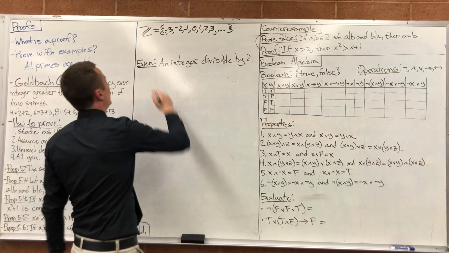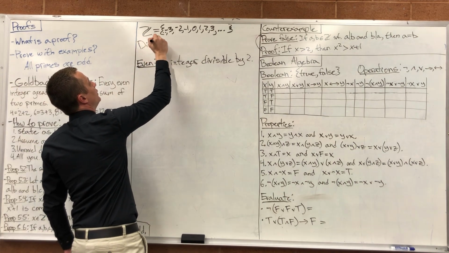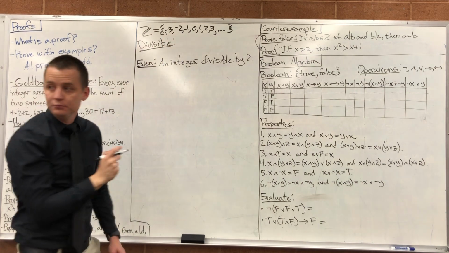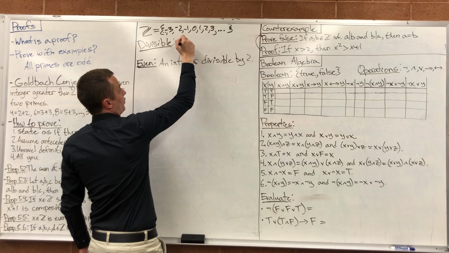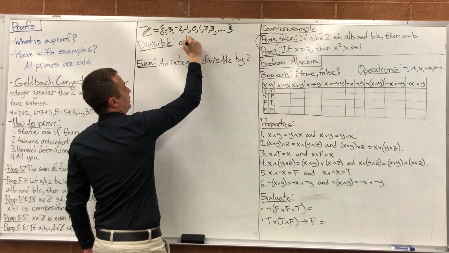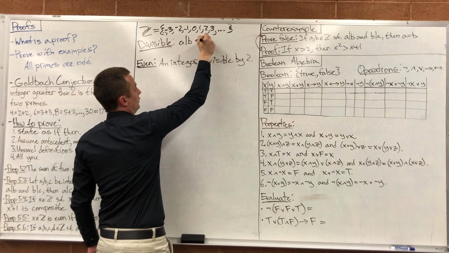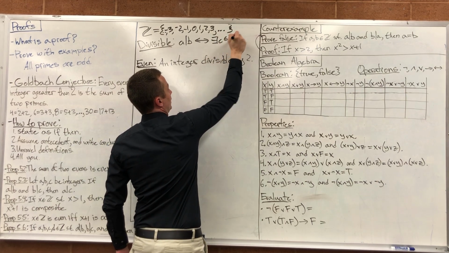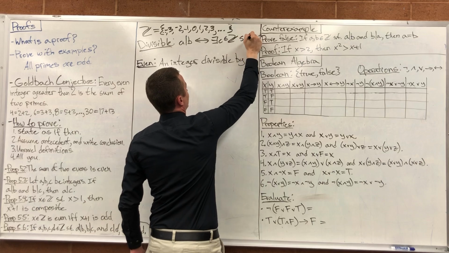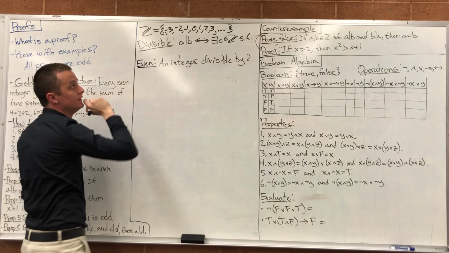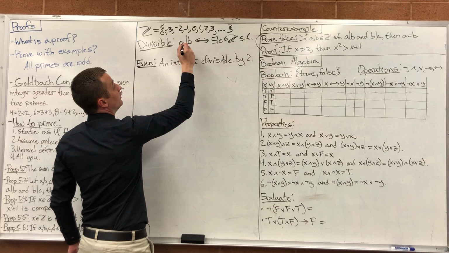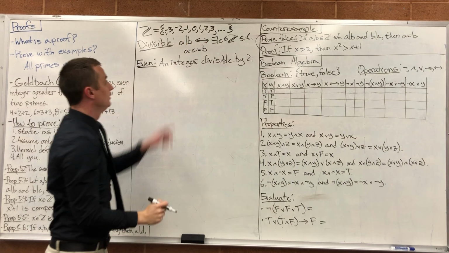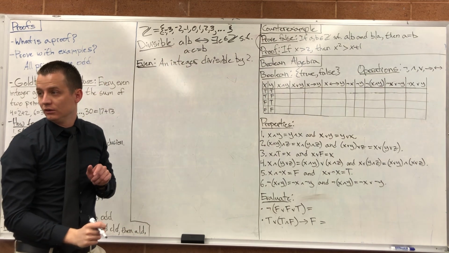So what does it mean to be divisible? We say A divides B. That's logically equivalent to: there exists some integer C, there exists C in the integers, such that what? Other way around: A times C equals B. A divides B. A is a factor of B.